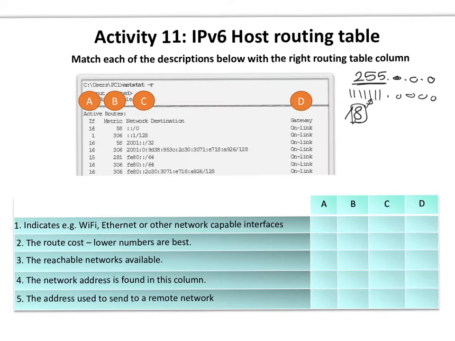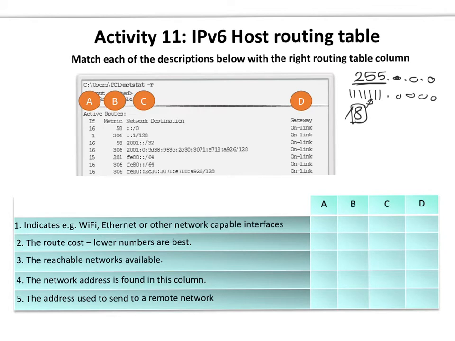So this column, as we said, combines the reachable networks and the network mask. We talked about this. This column is the metric, which means the cost of reaching the destination through that particular route. And the less, the better, which means that 58 is better than 306. So the metric here represents the cost to reach the final destination through that particular route.